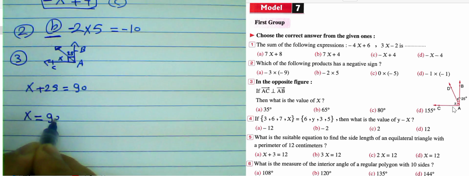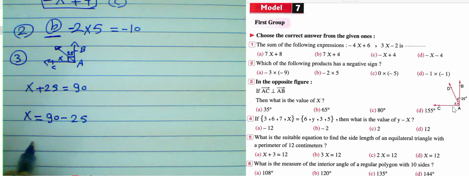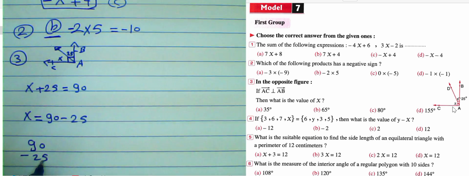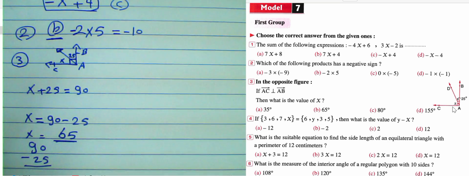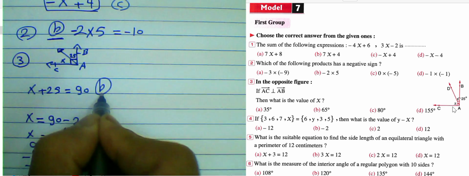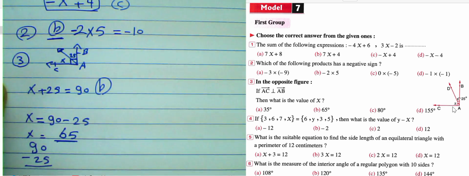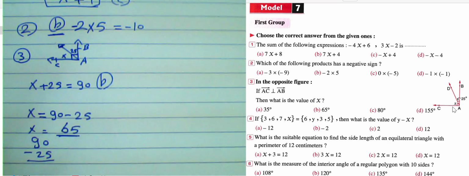The value of x will be 90 subtract 25. 90 subtract 25 will be what? We can find the difference: 10 minus 5 is 5, and 8 minus 2 is 6. Then the result will be 65 degrees. That answers question number 3. Then the measure here, choose letter B, because we have complementary angles, and the sum of them equals 90 degrees. Next question.